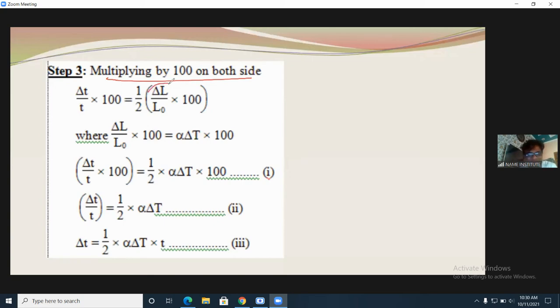Everybody knows in a class that this is the percentage change in length, and that part we already discussed in the first day lecture of thermal expansion for one-dimensional expansion. So the value of delta L by L naught into 100 is equal to alpha delta T into 100. Or delta T by T into 100 is equal to 1 upon 2 alpha delta T into 100. So this is the percentage change in the time period. That was the required part here.